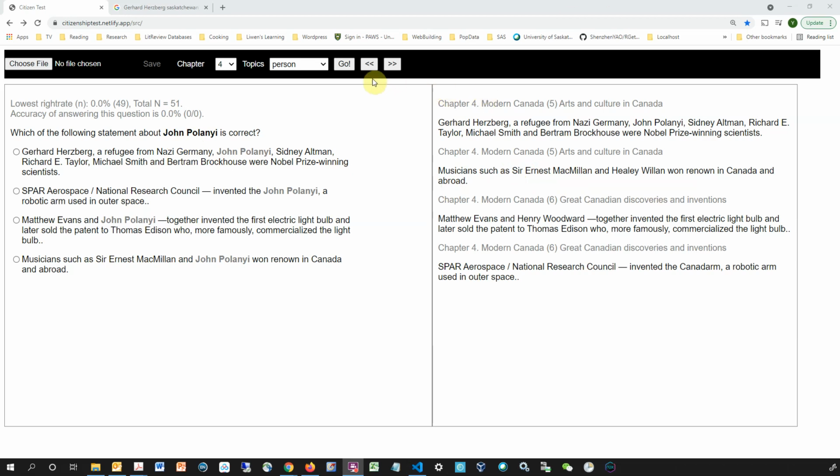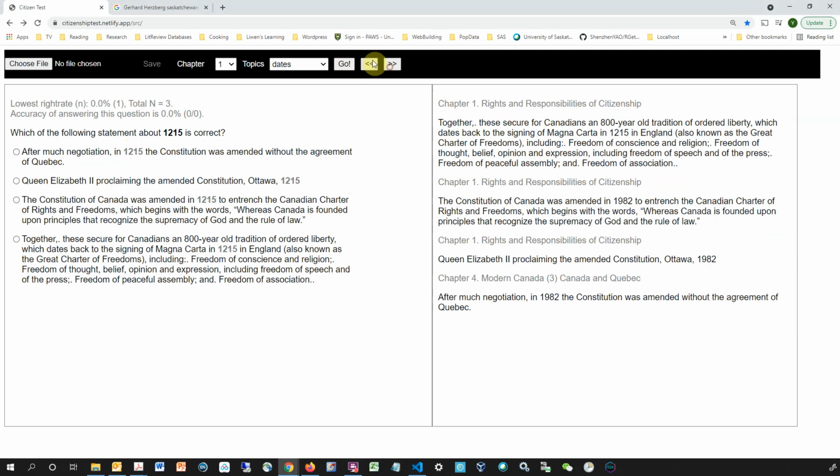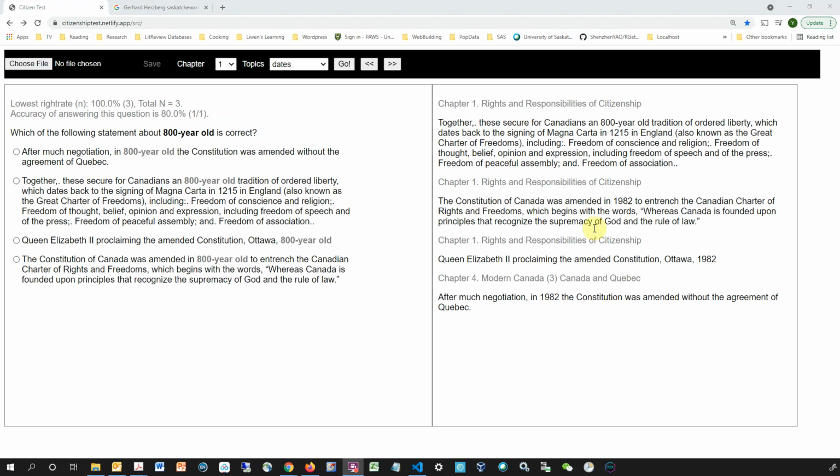During the practice, you can navigate between the previous questions and the next questions. My experience is that for a given chapter and topic, like in this case, you have 3 questions related to the dates in chapter 1. If you can get the right answers in 80% of the cases, that's good enough. You can move on and select a different chapter and a different topic, or a different topic of the same chapter.